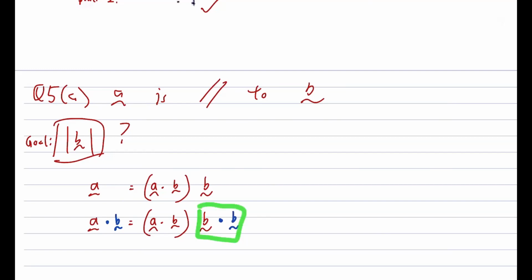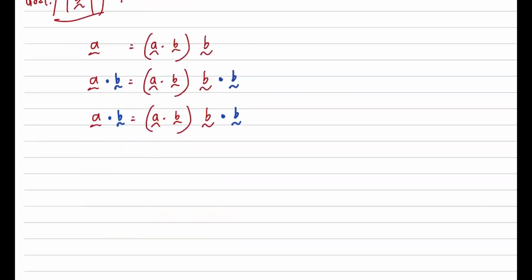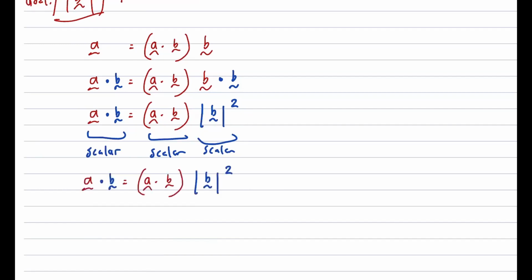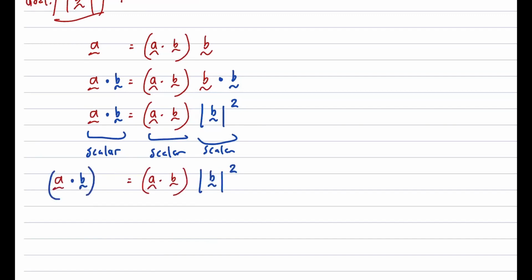What's B dot B? The modulus B squared. So that means I can just copy this, but replace the B with modulus B squared. This is a scalar. Modulus is also a scalar. This one also scalar. But more importantly, let's do one extra modification here. On the left-hand side, A dot B, I'm just gonna multiply it by 1. Is that fair? Scalar multiplied by 1, nothing changes, right? Then what do you notice?